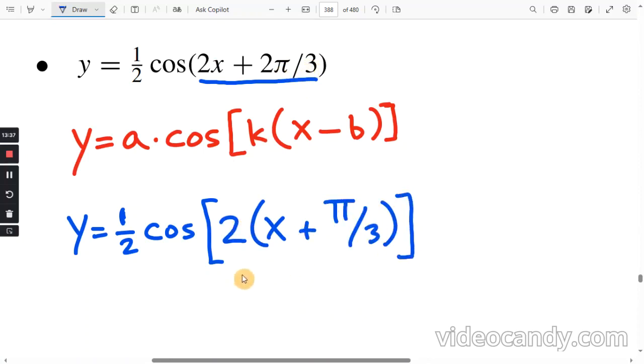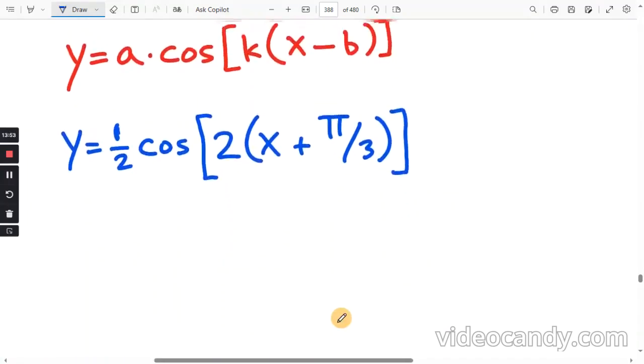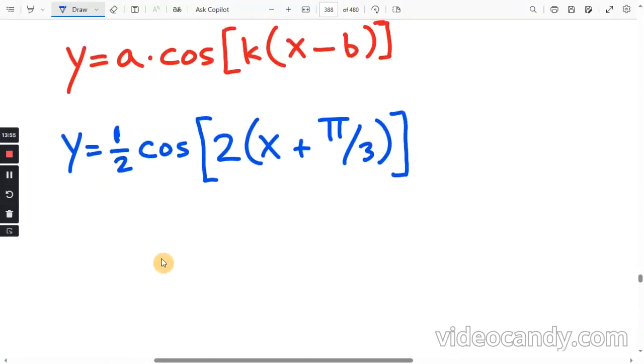So if you distribute this, 2 times x is 2x, and 2 times pi over 3 is 2 pi over 3. It is the same equation in a different form. I just factored out the k. Okay, so now from this point, see if you can do the amplitude, period, and phase shift.